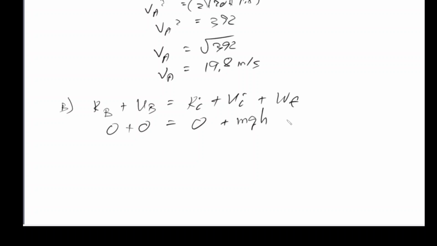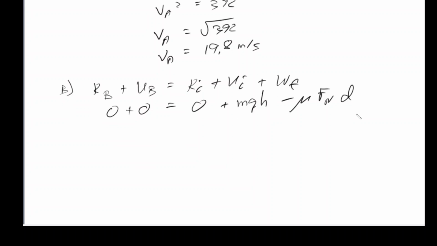And in this case, the work done by friction, because it's going opposite the motion, is a minus coefficient of friction, normal force, times d, the distance we're looking for. So we end up with mgh is equal to mu normal force times d.